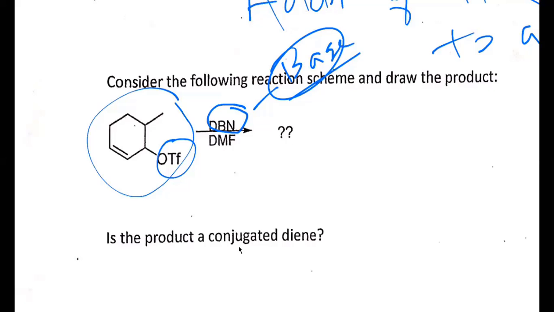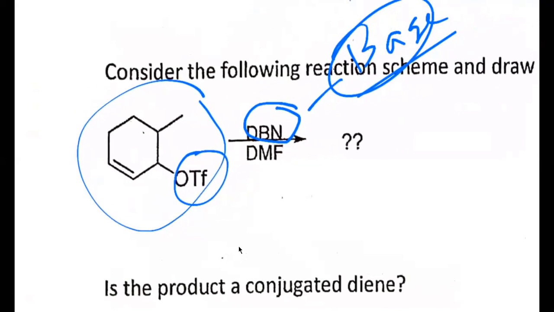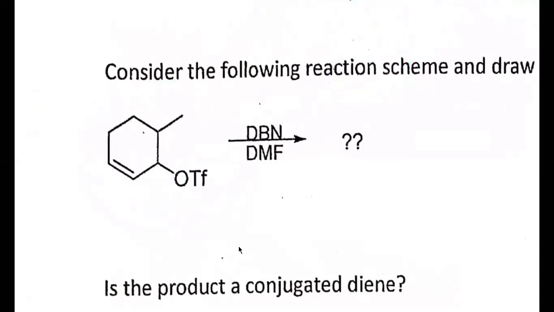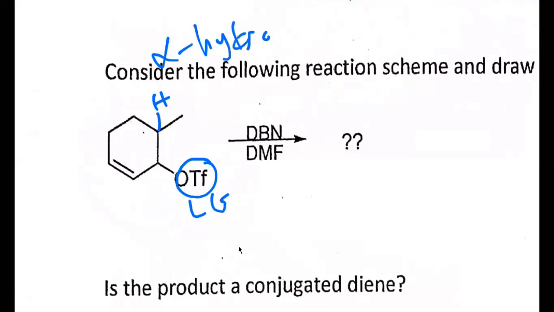So let me zoom in here. Hopefully that's not too big. I'm gonna erase all this stuff. So the base is gonna come in and do proton transfer right there. Is that right? If this is my leaving group, what do we call this hydrogen over here that's adjacent to it? Is it the alpha hydrogen?